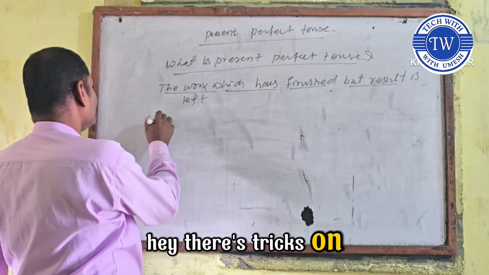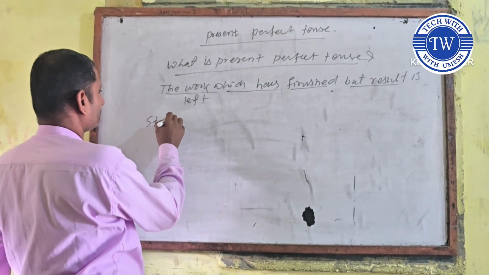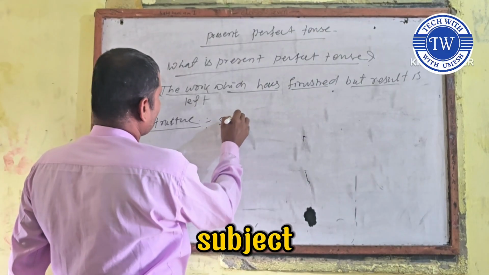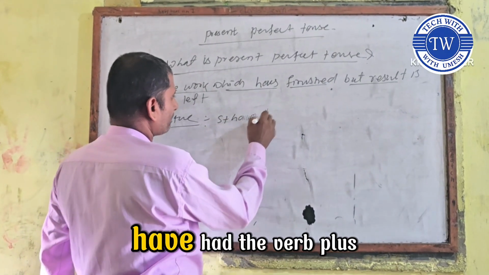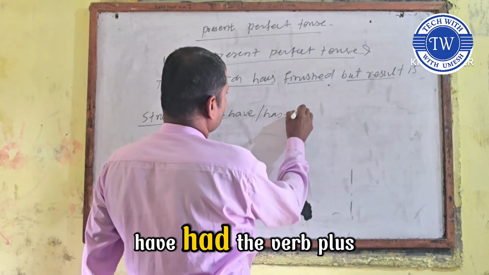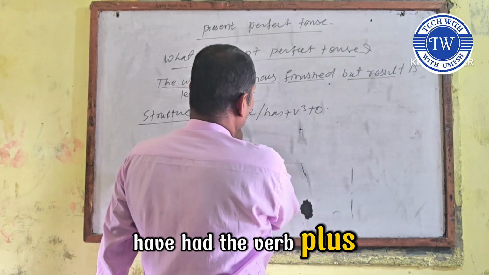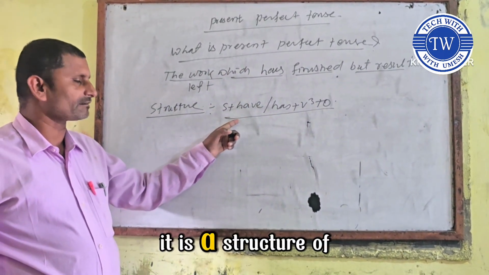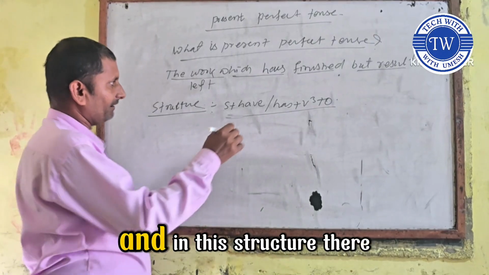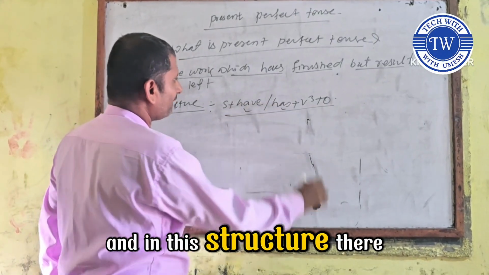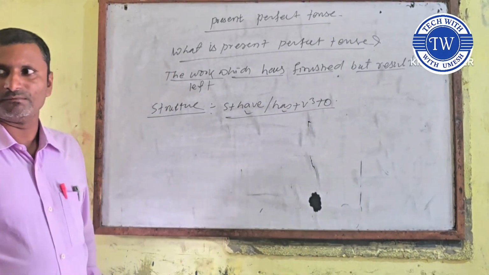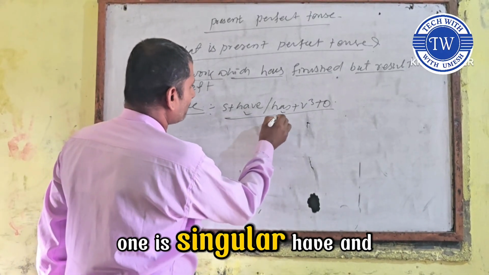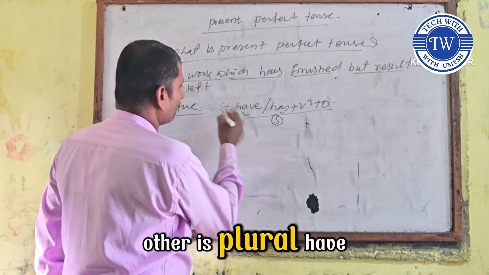And the structure: subject plus have, has plus be3 plus object. It is the structure of present perfect tense, and in this structure there are two types of verb. How many types of verb? Two types of verb. One is singular verb and the other is plural verb.